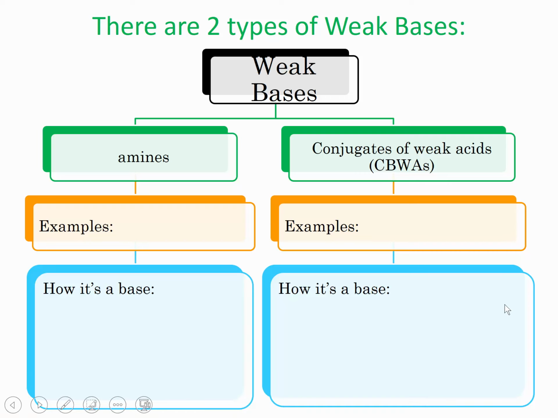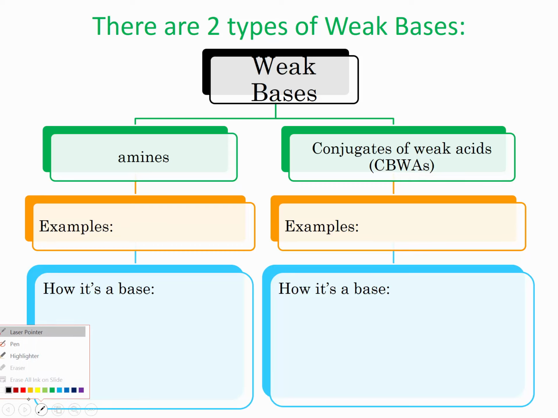In this video, we'll be going over the different types of weak bases. As the title of the slide implies, there are two types of weak bases. There are amines and there are what are called conjugate bases of weak acids, or CBWAs. Conjugate bases of weak acids is what CBWA stands for.